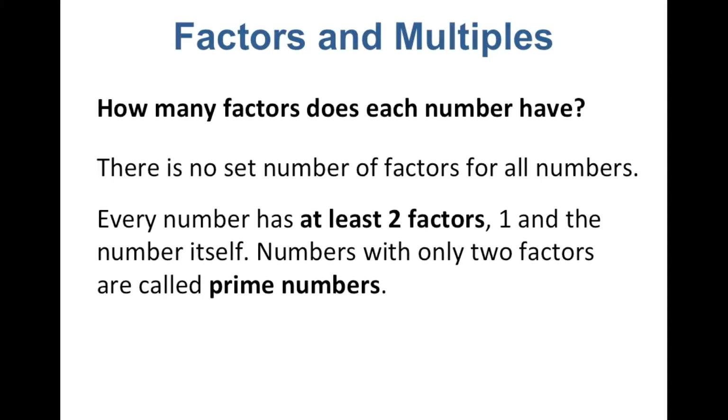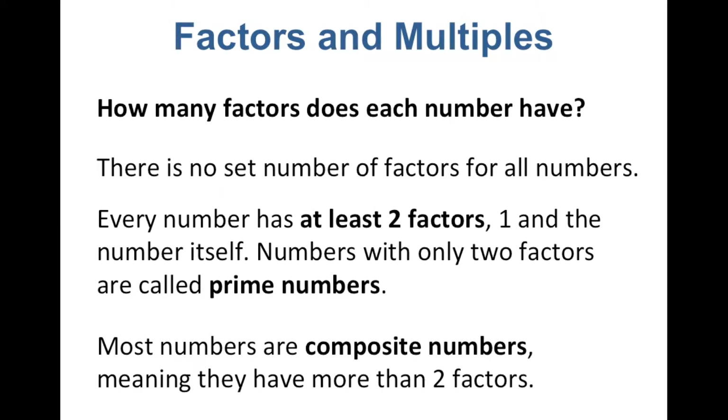Some numbers have only those two factors, and those are called prime numbers. The number 3 would be an example of a prime number because to get 3, the only multiplication you can do of whole numbers is to take 1 times 3 to equal 3. Most numbers, though, have more than two factors, and these are called composite numbers.